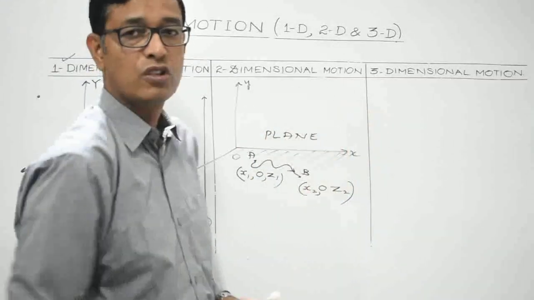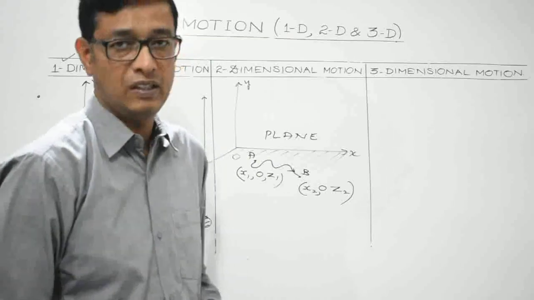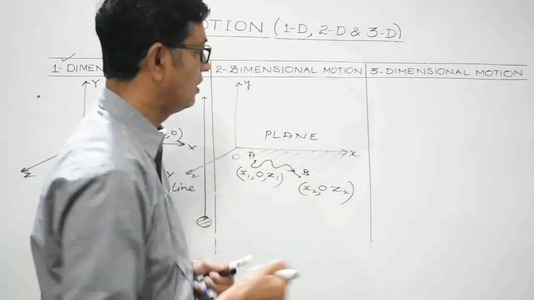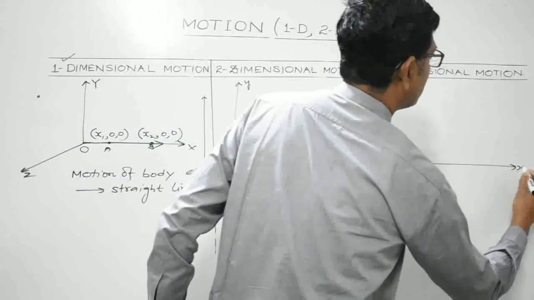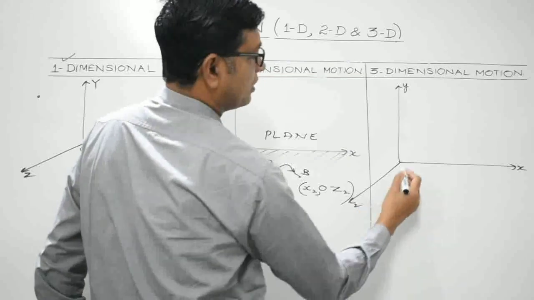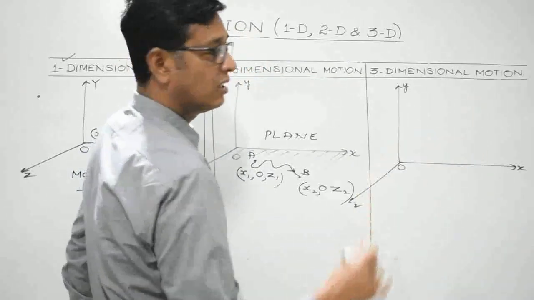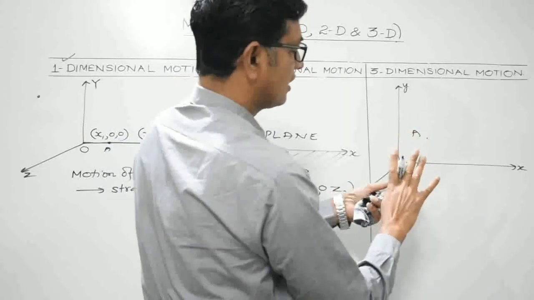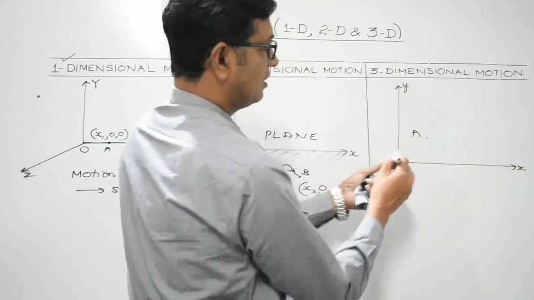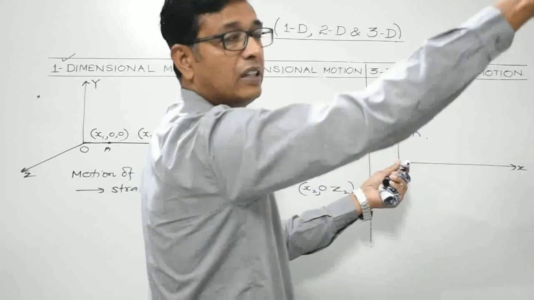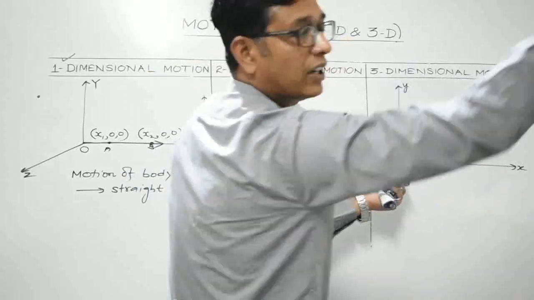And in three-dimensional motion, the body must move in space, right? And all the three coordinates must change with the passage of time. I'll give you an illustration. Suppose this is x coordinate, this is y coordinate, and this is z coordinate. Body is moving in space. Suppose this point A is anywhere in space, and the body is moving in space, and it comes at some final point over here.